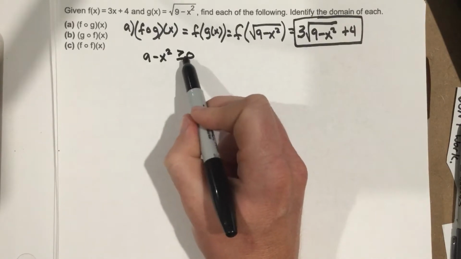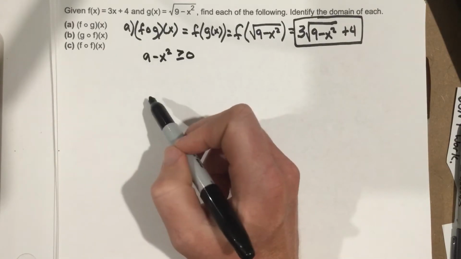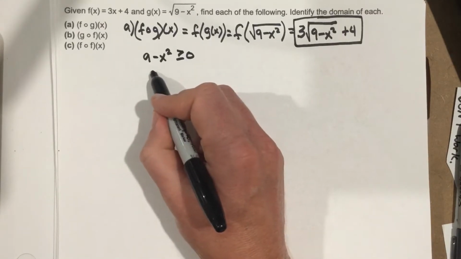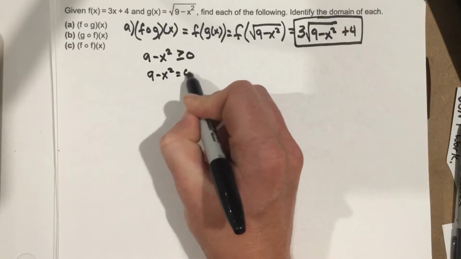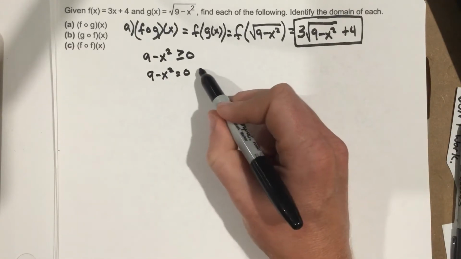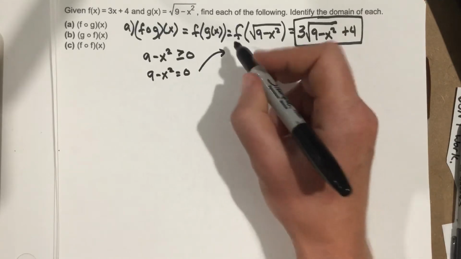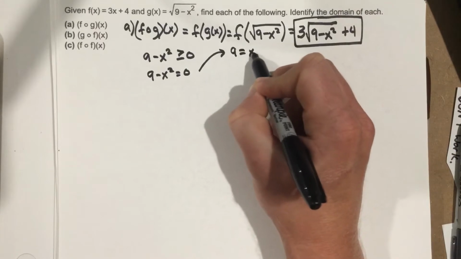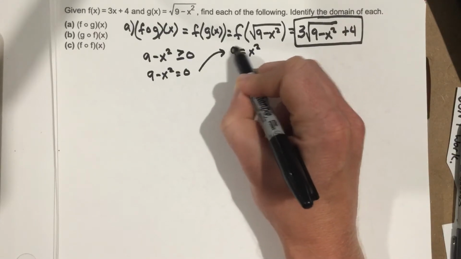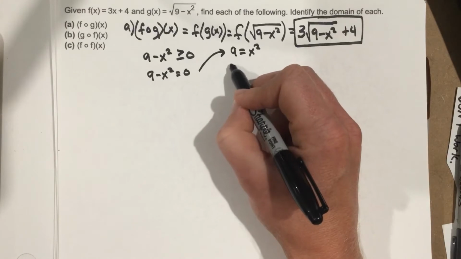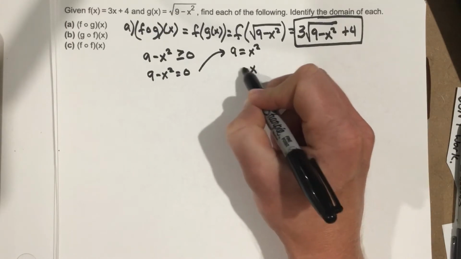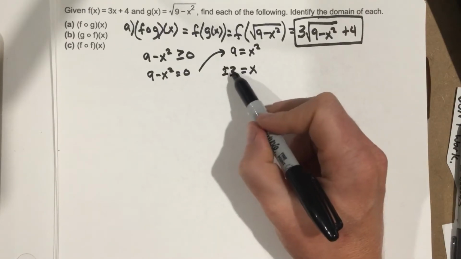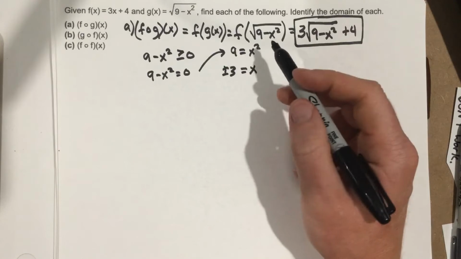Now remember, this is a quadratic inequality. So the first step I'm going to take here is to set this equal to 0. So I'm going to say 9 minus x squared equals 0. I'm going to write this sideways so I save room. So I'm going to add the x squared over. So that's 9 equals x squared. Take the square root of each side. When I take the square root of x squared, that's just x. When I take the square root of 9, I get plus and minus 3. So my roots are plus and minus 3.